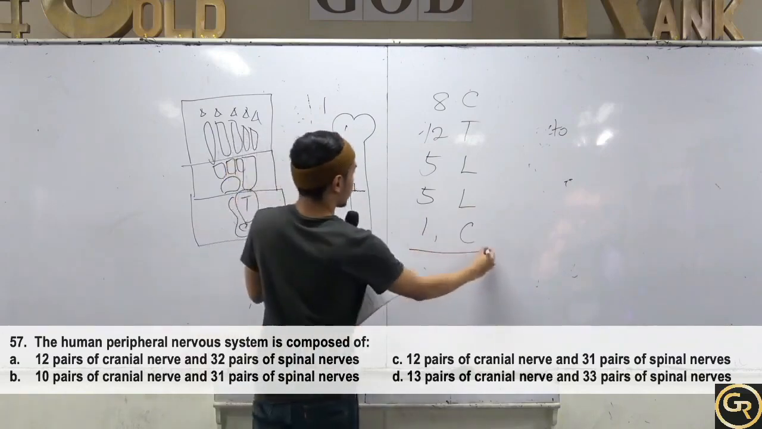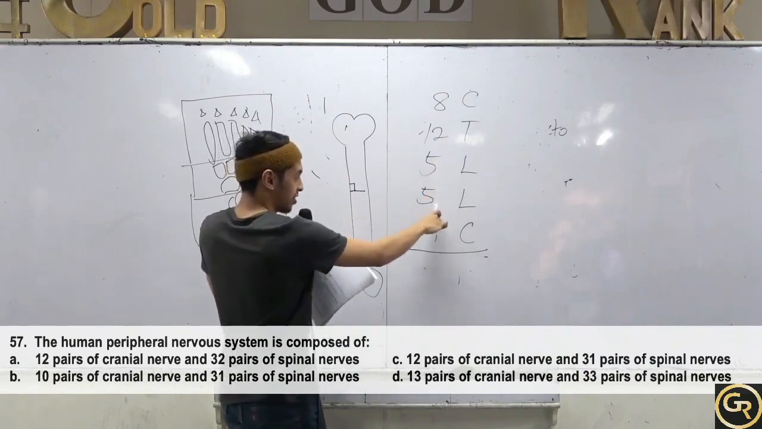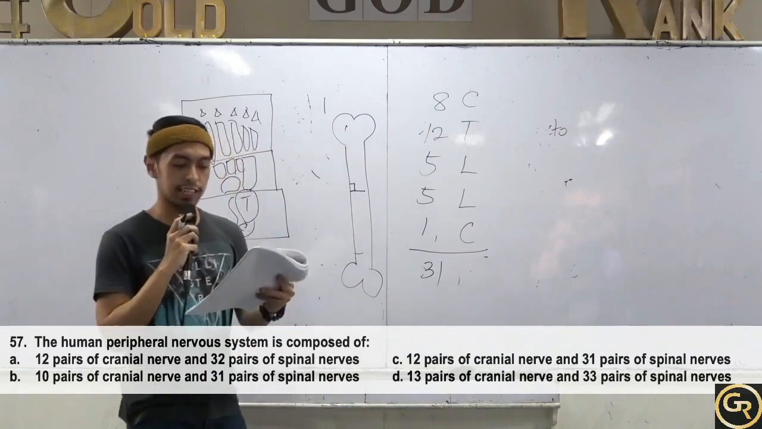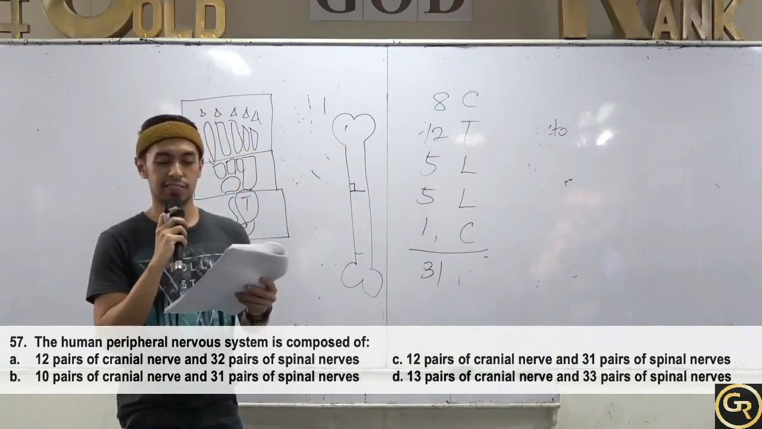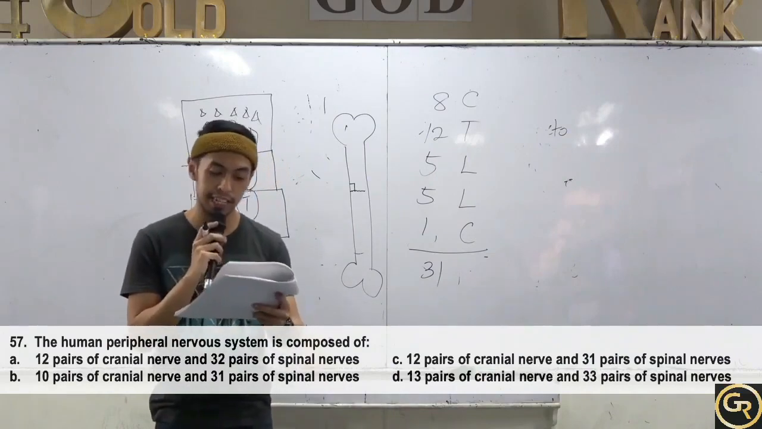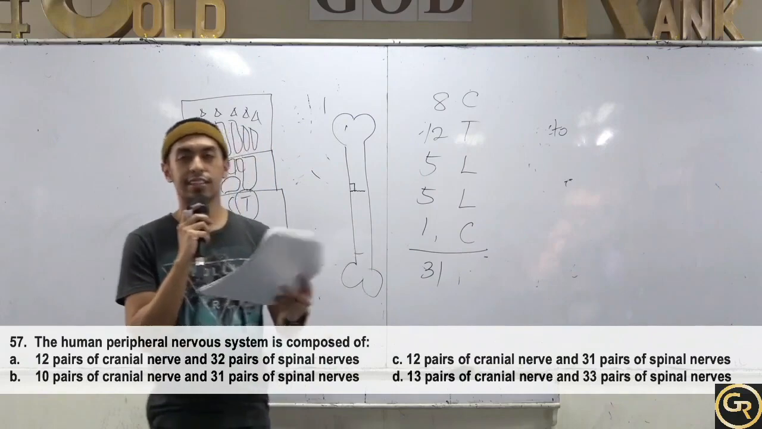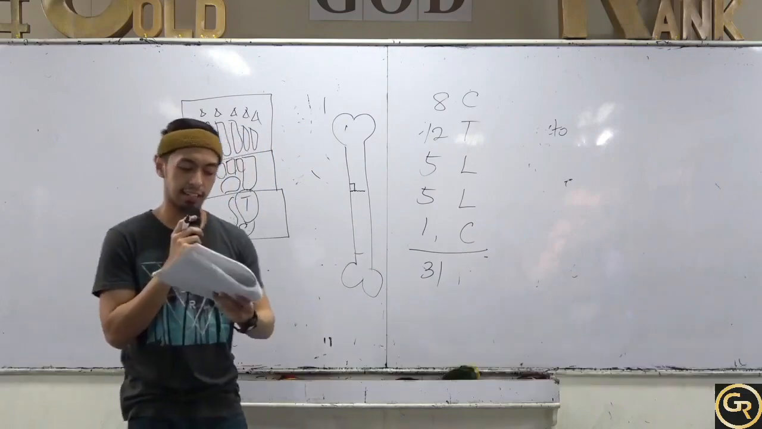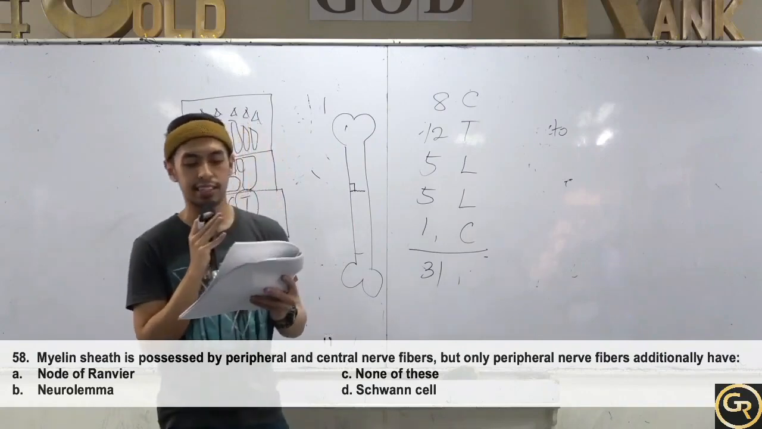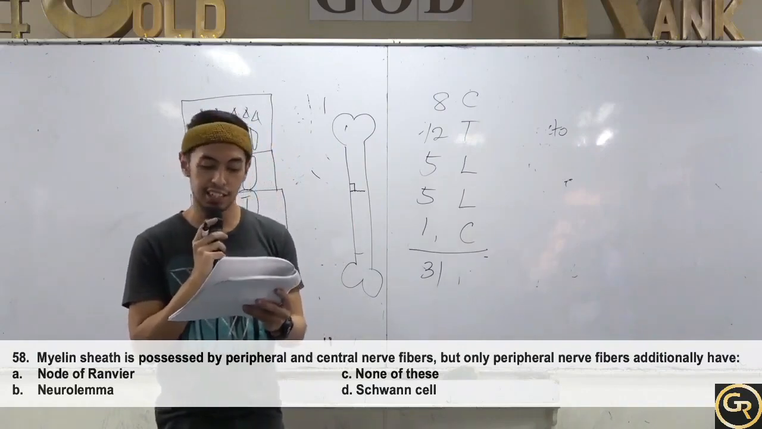Okay? So kung i-add ko to, 8 plus 12, 20, 25, 30, 31. Okay? So you have 31 spinal nerves. Okay? 31 pairs of spinal nerves. So ang answer natin would be letter C. 12 pairs of cranial nerves, 31 pairs of spinal nerves. Okay? Letter C.